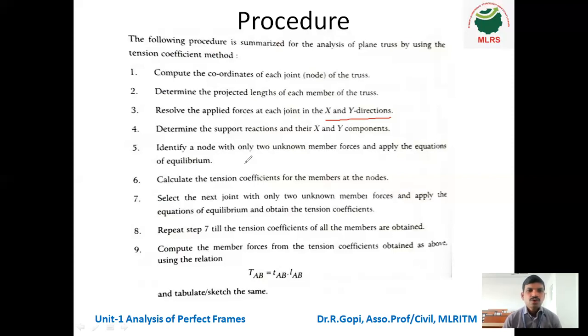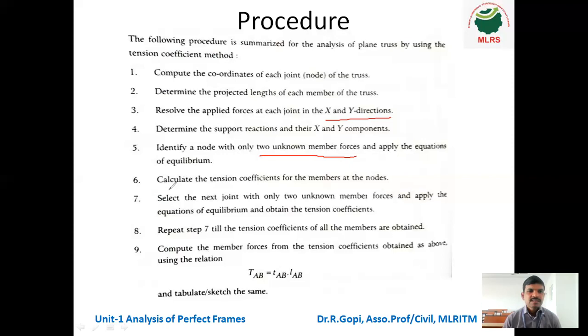Next, identify the node with only 2 unknown members and apply the equilibrium equation. We have to identify only 2 unknown member forces, as I already told in the method of joints. So we have to choose a joint having only 2 members connected. The same thing you have to follow here also. Identify a node, which is nothing but a joint, with only 2 unknown member forces and apply the equations of equilibrium.